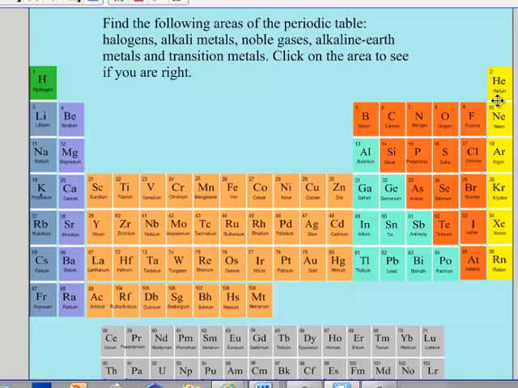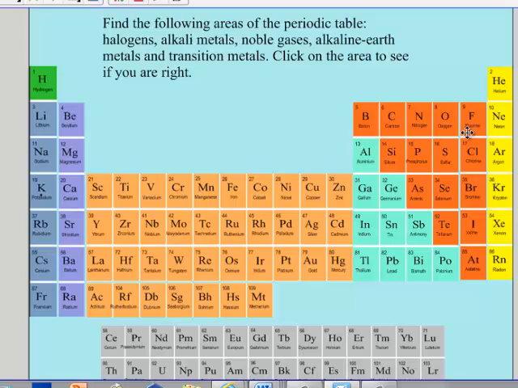Over here on the other side, this last column, column 18, those are the noble gases. N-O-B-L-E, the noble gases. Noble gases are not reactive at all. They don't react with anything, not spontaneously, anyway. In fact, that's why they're called that. The noble gases, they don't associate with the peasantry, you know. That's exactly why they're called the noble gases. They're also called the inert gases.